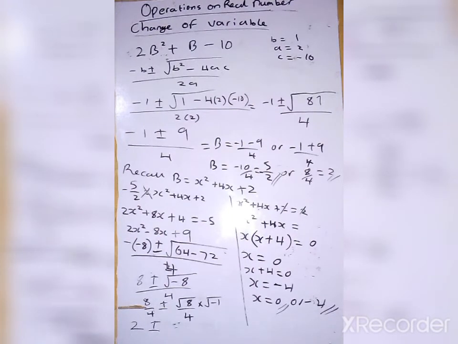So now the square root of 8 can be written as the square root of 4 times 2 over what?